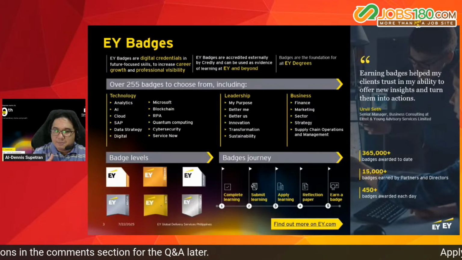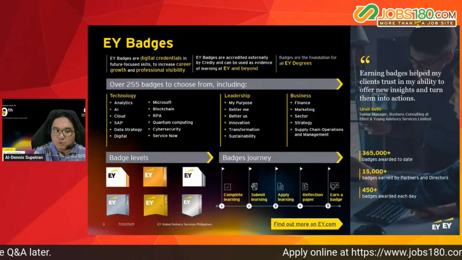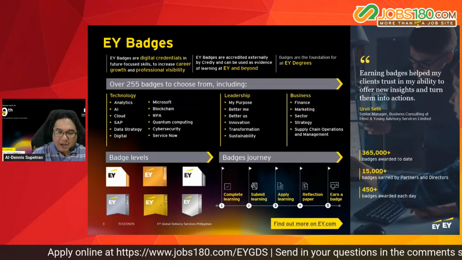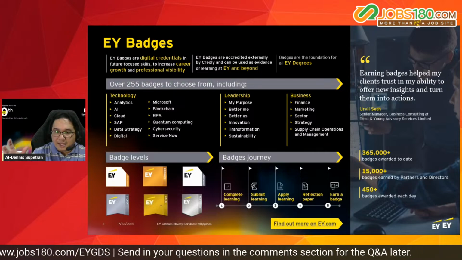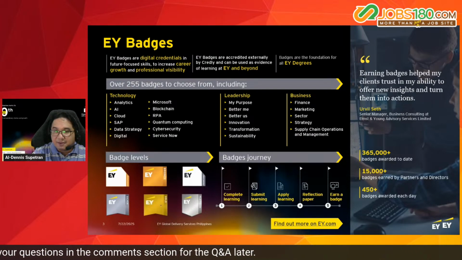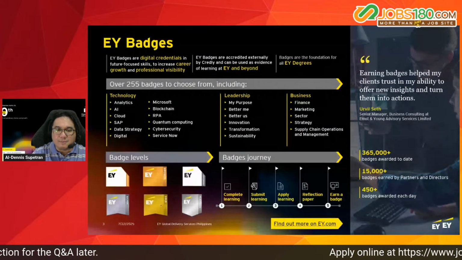So basically, what people need to do if they want to progress from learning all the way to platinum level is really three things. One is learning the material. Out of the 5,000 courses, let's say for sustainability, EY has actually collated and picked the most significant and the most updated ones to be put as part of the EY badges.